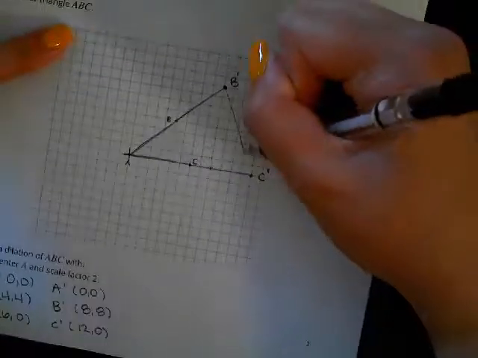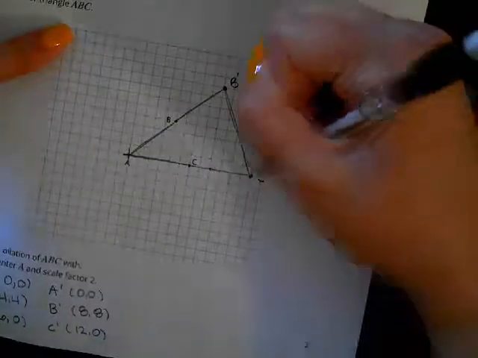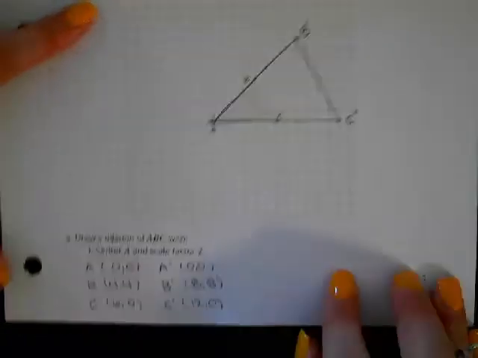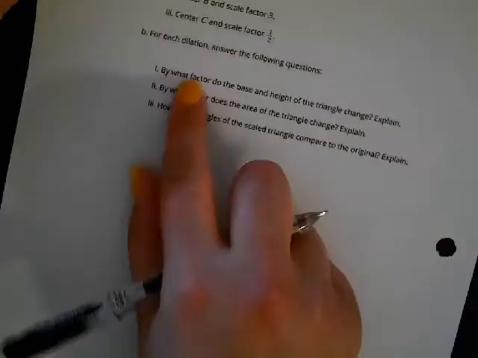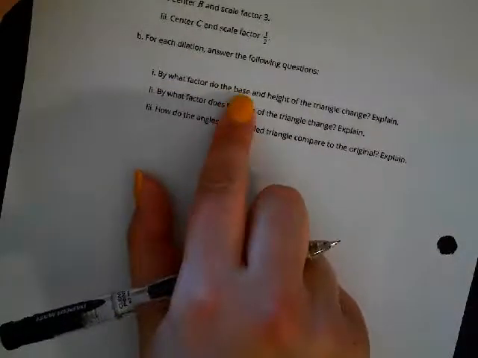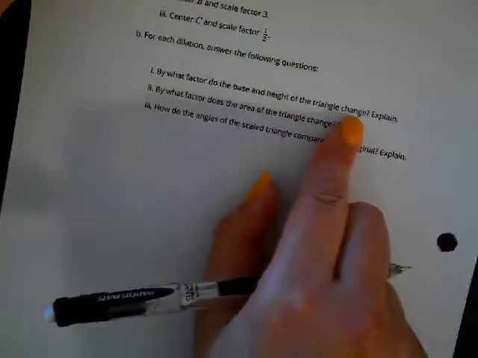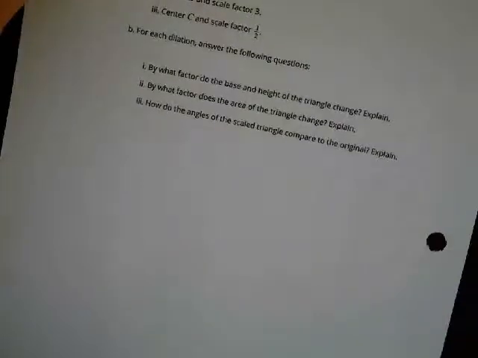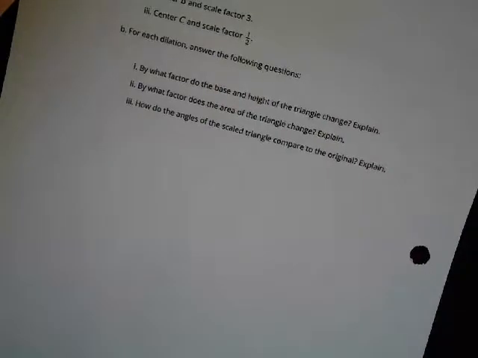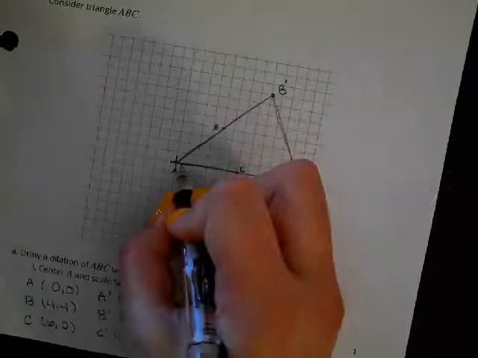Okay, so we drew the triangle. The next set of instructions say, by what factor do the base and the height of the triangle change? So we need to find the base of the original triangle and then the base of the new triangle, and the height of the original triangle and the height of the new triangle. So 1, 2, 3, 4, 5, 6. The base of the original triangle was 6. The base of the new triangle is 12.